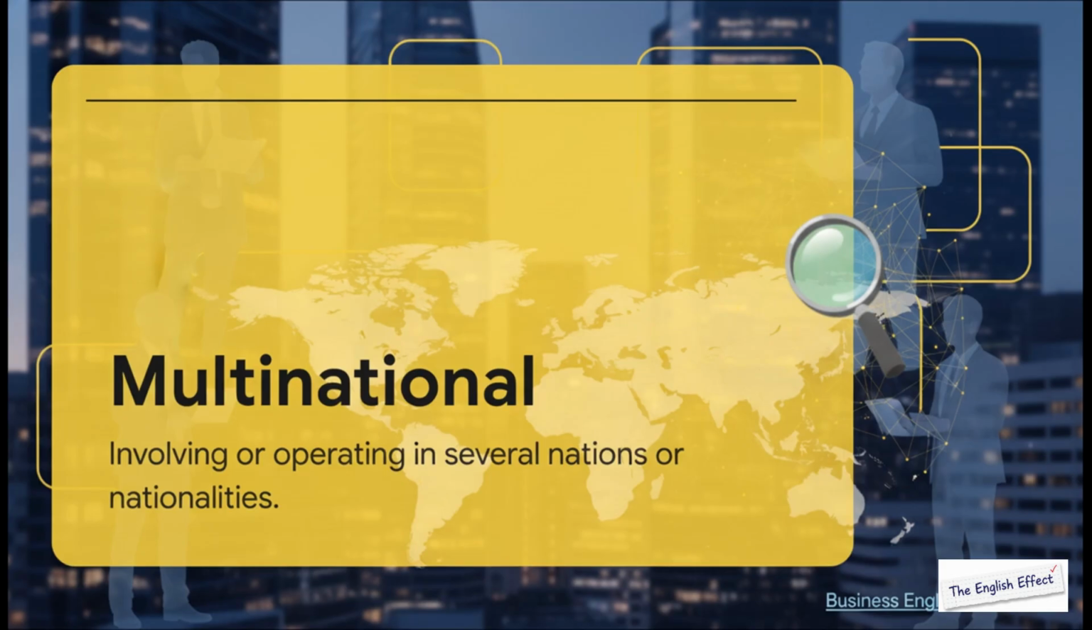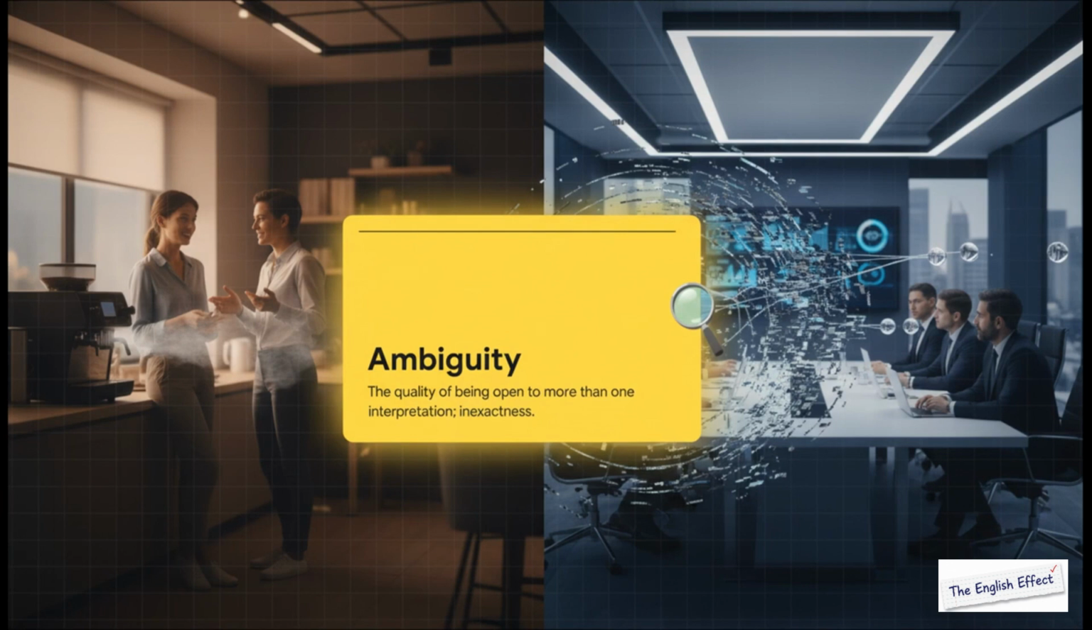like IT and healthcare. Now, let's explore another vital concept: ambiguity. This is the quality of being open to more than one interpretation, or simply put, inexactness. In a local office, a slight misunderstanding is usually fixed by a quick chat by the coffee machine. But in a global economy, executives have to ensure every single message is received clearly, without any ambiguity or distortion. Because honestly, when ambiguity creeps into multinational teams, the results are pretty disastrous.